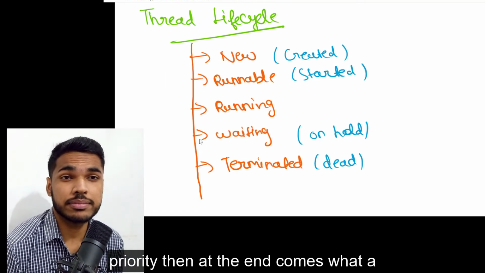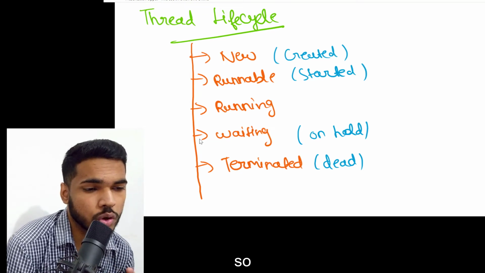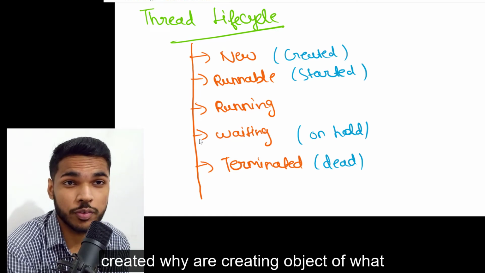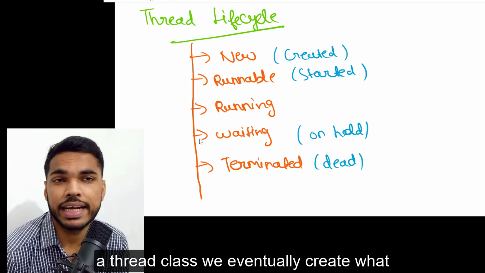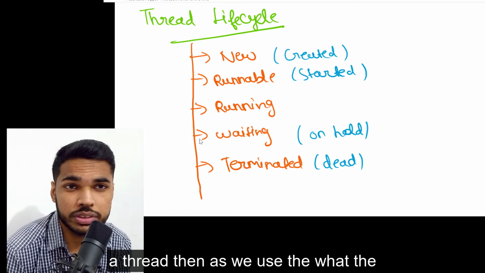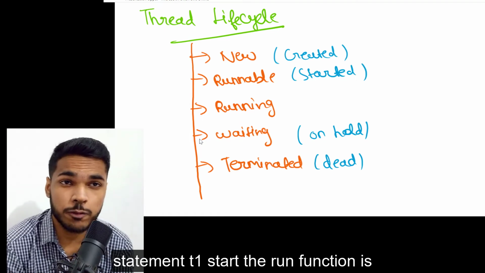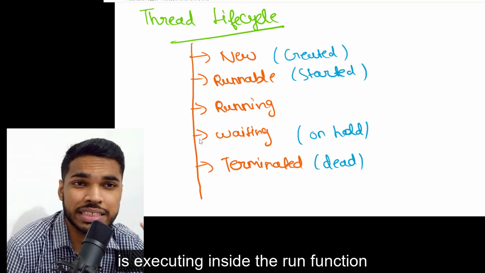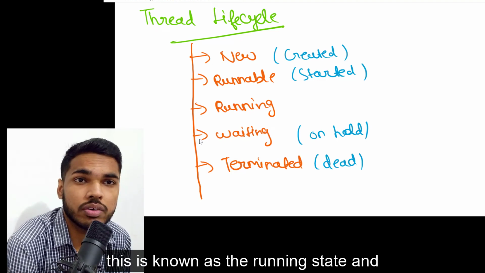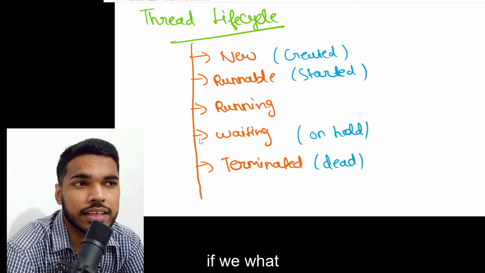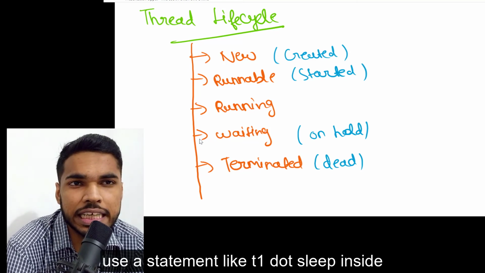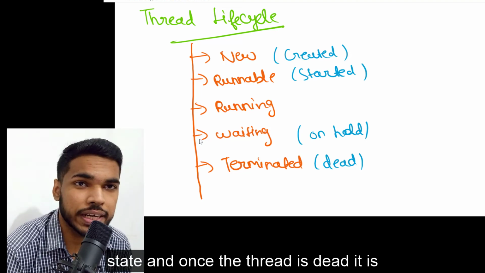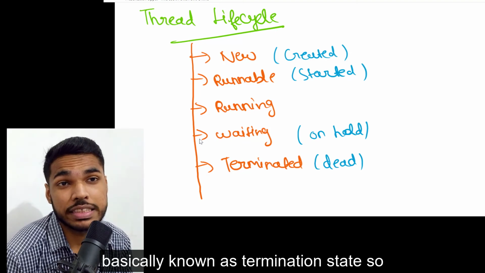Then at the end comes the thread lifecycle. Once the thread is created, how is it created? By creating an object of the Thread class, we create a thread. Then as we use the statement t1.start, the run function is called and the thread gets started. As the thread is running, a program is executing inside the run function. This is known as the running state. And if we use a statement like t1.sleep inside the run function, then that state is known as the on-hold state, and once the thread is dead, it is known as the termination state.